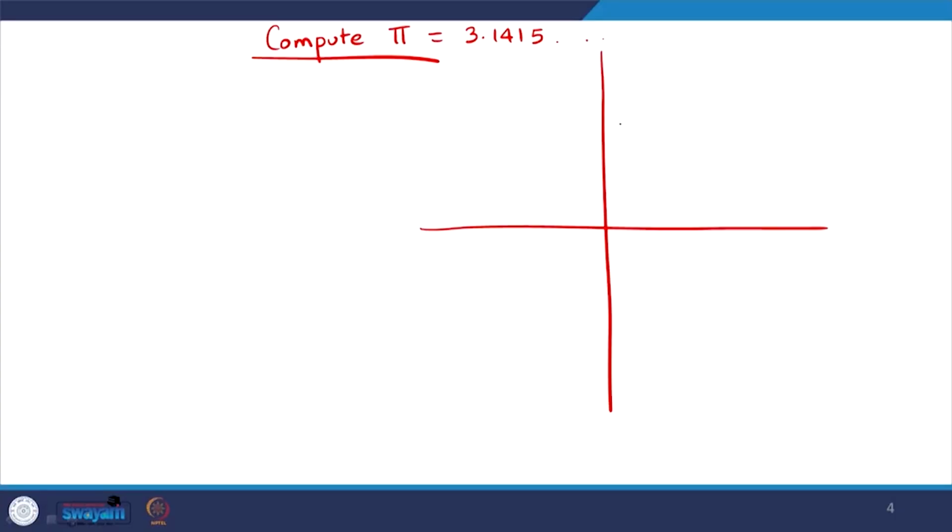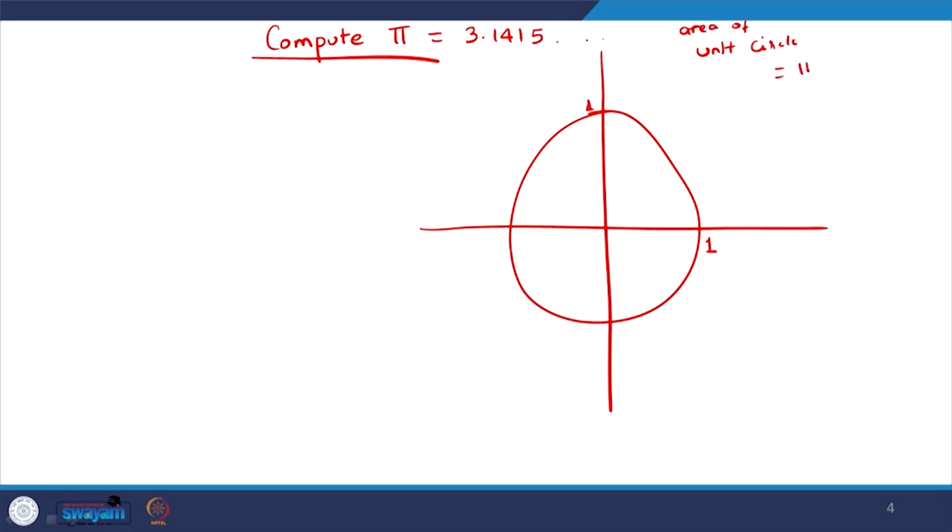First of all, I know where pi appears in our understanding. Pi r square is the area of a circle. So, if I draw a unit circle, that is of radius 1, it is going to have an area of pi. Therefore, if I can find the area of the circle, I can find pi, right. So, let us try to use Monte Carlo simulation to find the area of a unit circle.